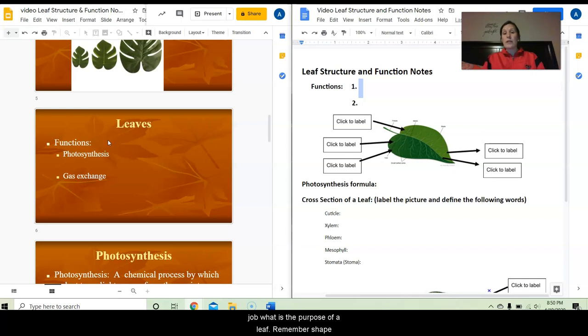What is the purpose of a leaf? Remember, shape gives you function. So the shape of a leaf does matter. The first thing that we're going to do in our leaf is photosynthesis, and we're going to go over photosynthesis in just a second. And then also in the leaf, that's where we're going to do our breathing.